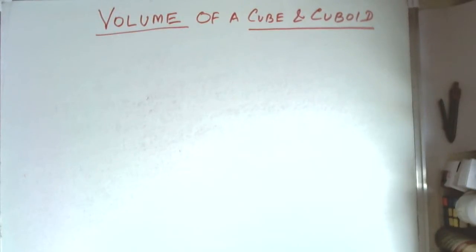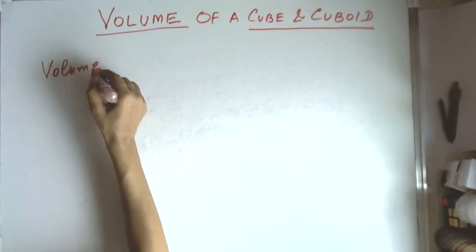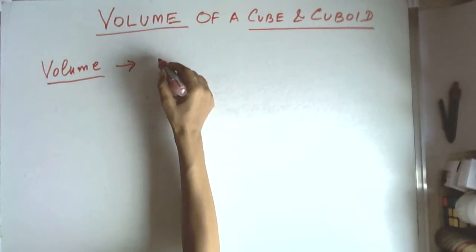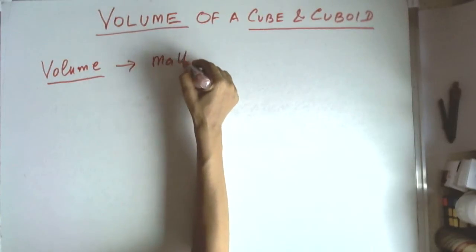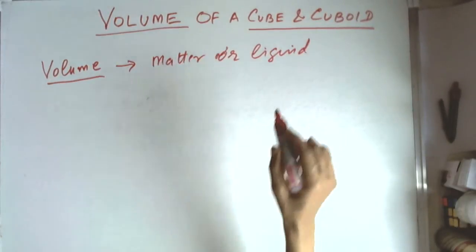In this video, we will learn what is volume and how to calculate volume of a cube or a cuboid. Now, first of all, volume is something which tells us how much matter or how much liquid can be stored in that container. So, volume is about the matter or liquid that we can store.